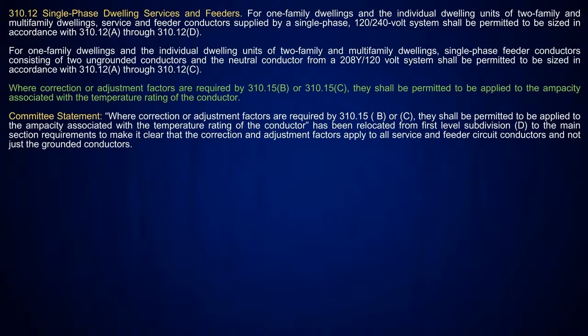Now, this one is interesting because they're clarifying some stuff here. This is where you're dealing with single-phase dwelling services and feeders, and they've added a new sentence down there in the third paragraph. What it says is: where correction or adjustment factors are required by 310.15(B) or 310.15(C), they shall be permitted to be applied to the ampacity associated with the temperature rating of the conductor. Now, let me explain what you're getting into there.